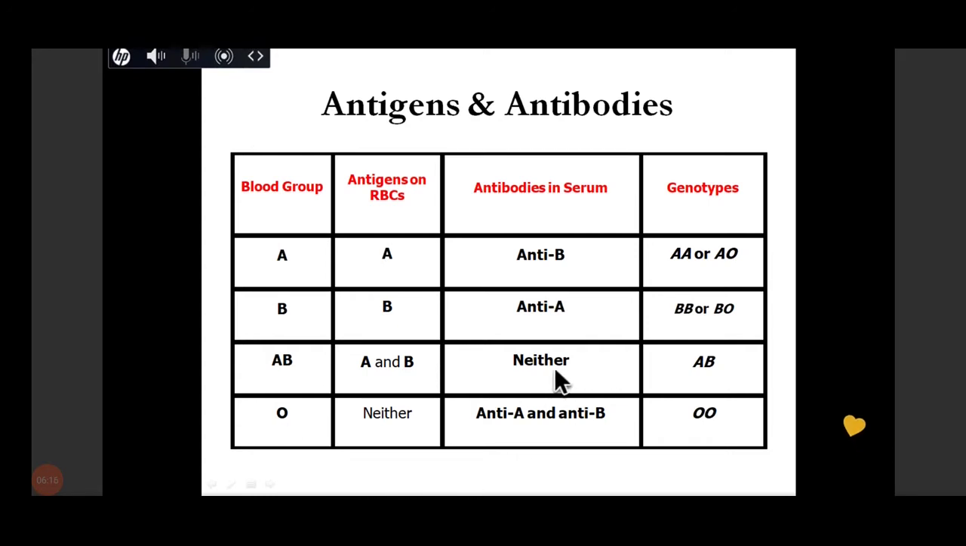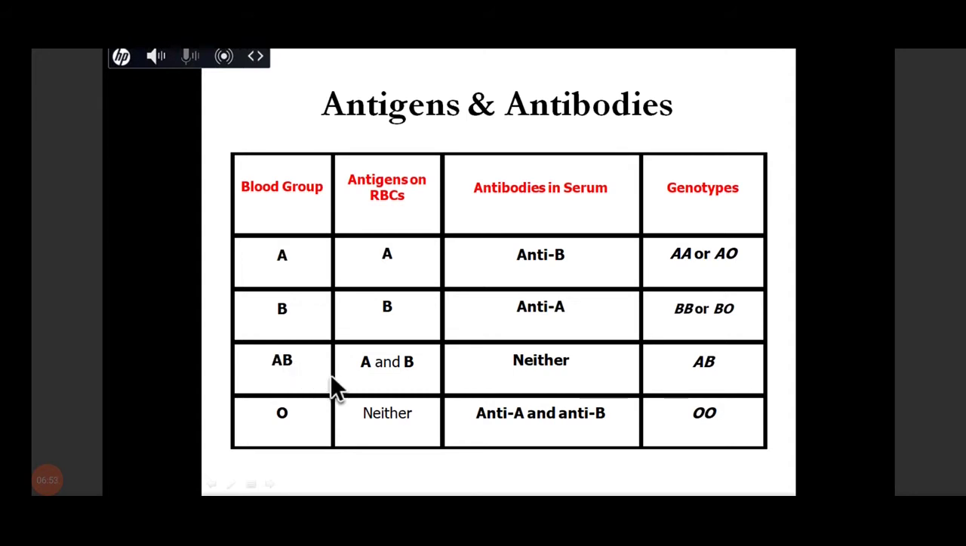This is the table which you need to know, because this is what will happen if you want to know the blood group of the patient. Okay. So if a blood group is A, a person with blood group A will have A antigen on the red cells. The serum will have anti-B. So the genotype will be AA or AO. In blood group B, they will have B antigen on the red cells and antibodies in the serum will be anti-A, and the genotype of the person will be BB or BO.